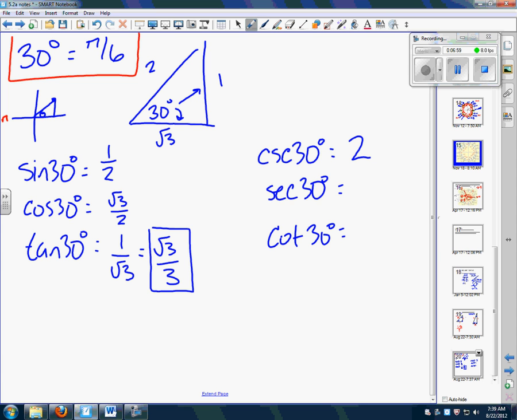Okay? So then a secant, I'm just going to take my cosine and flip it. Okay, you do want to rationalize this though. Now a cotangent, don't take our final answer here for the tangent and flip it because you're going to be rationalizing it. Take this original one and just flip that. Okay, there's your 6 trig functions for pi over 6.